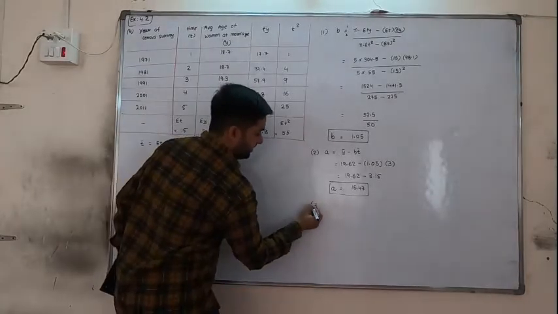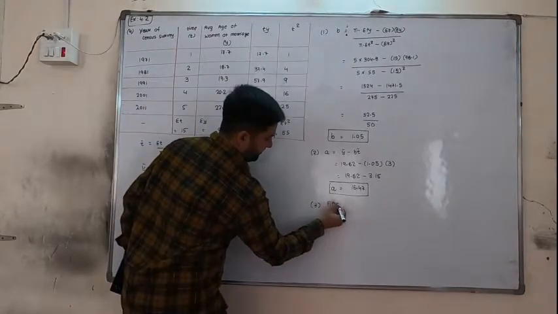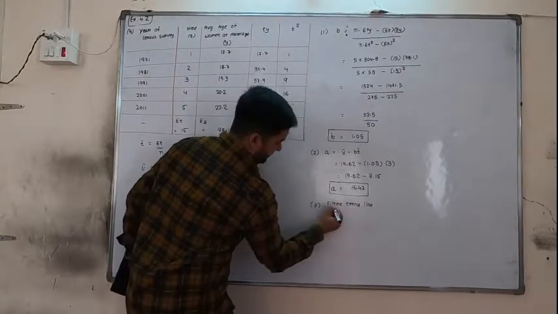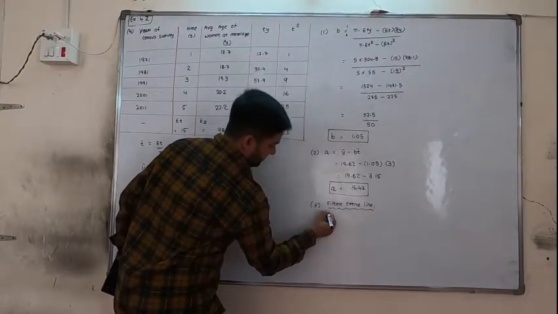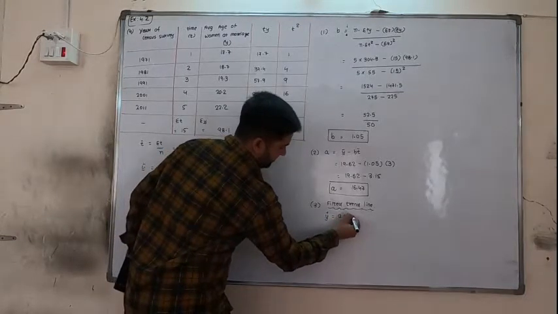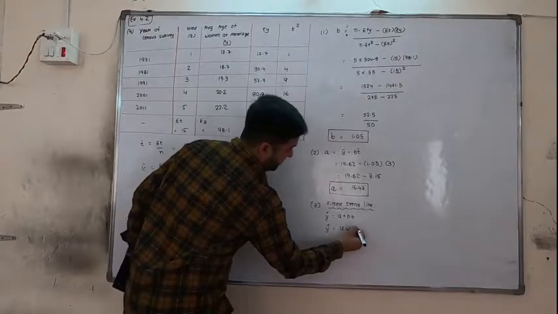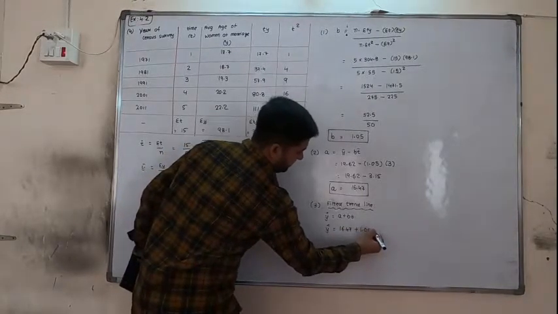So a is 16.47. Third, the fitted trend line: y cap is equal to a plus b t. y cap is 16.47 plus 1.05 t.